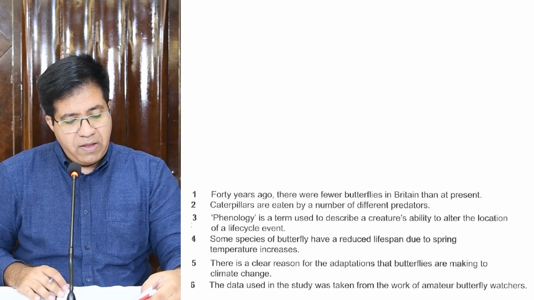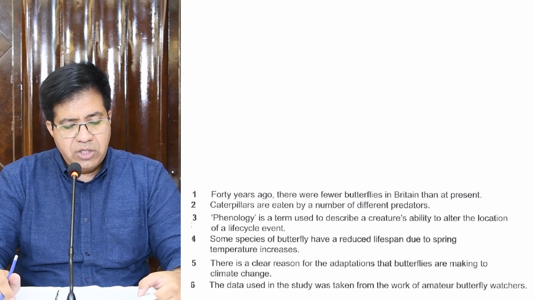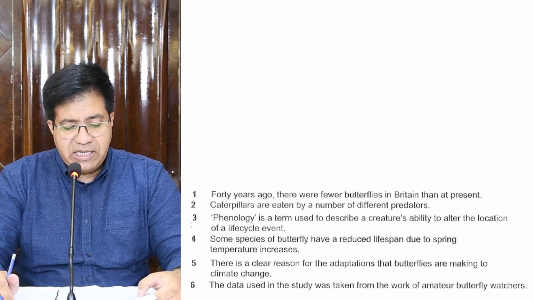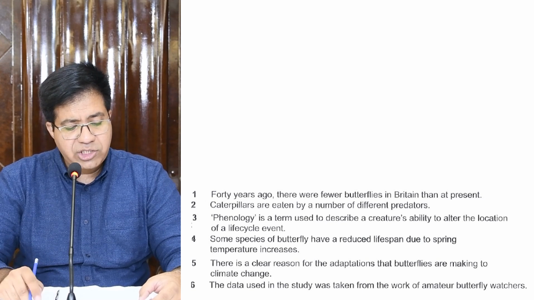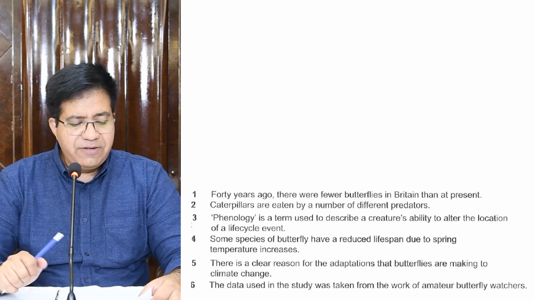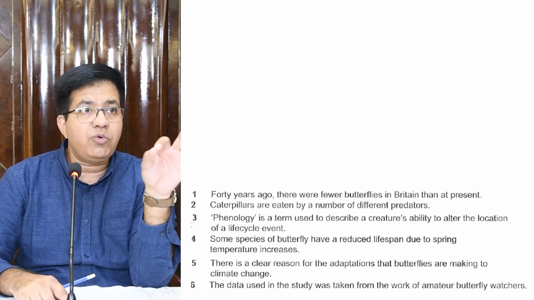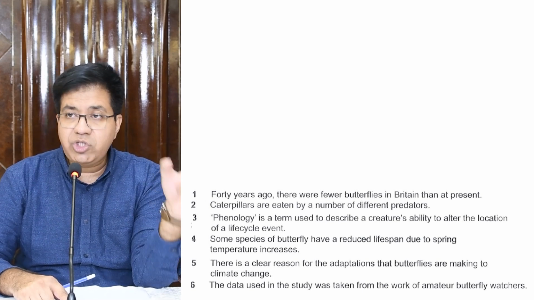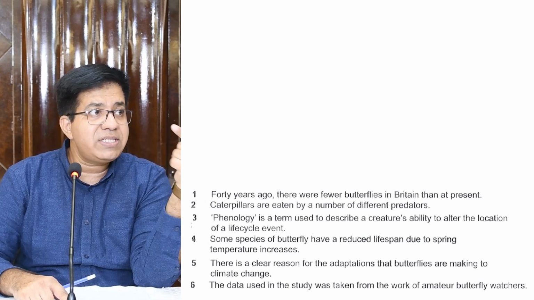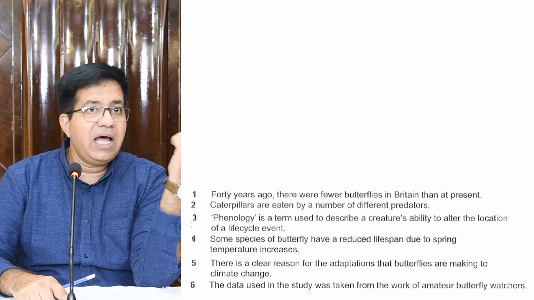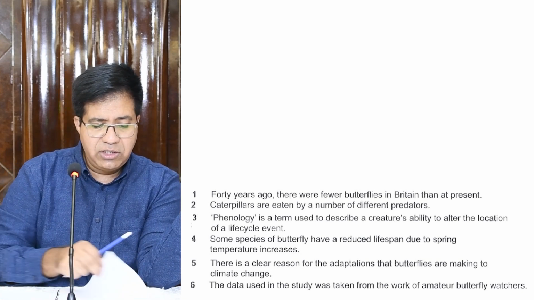Question number 3. Phenology, and there is the inverted comma. Phenology is a term used to describe creatures' ability to alter the location, underline the word location, alter location of a life cycle event. Now, if phenology is used to describe the creature's ability to change the location of a life cycle event, the answer is true. If it is to alter something else, not location, then the answer is false. And if they don't tell us to alter something or not, then it is not given.